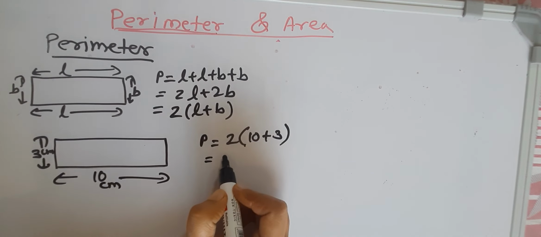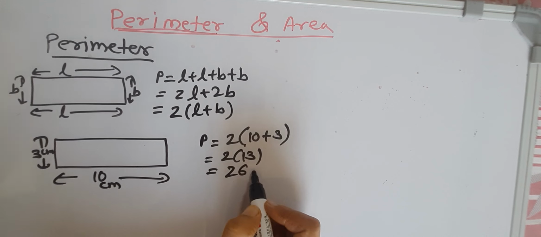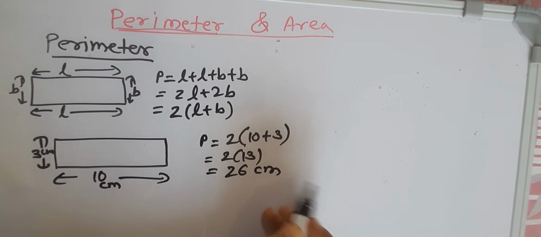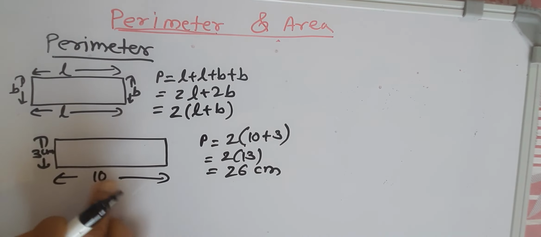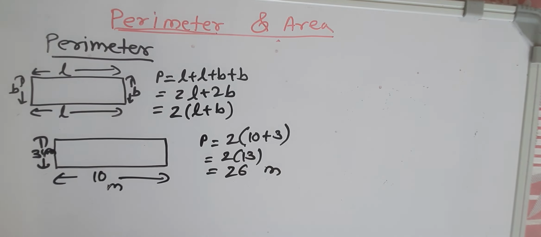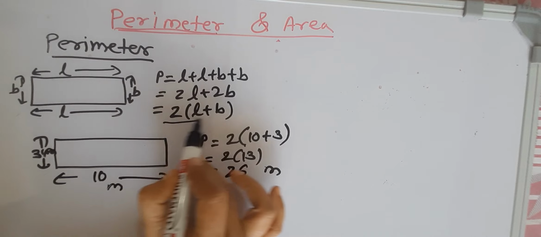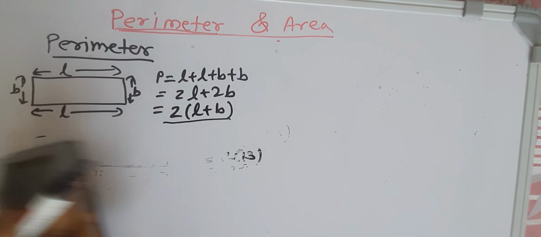Okay, so we can say 2 times 13, and that is 26. Now we have to write the unit here, centimeter. These are given in centimeter, so it is centimeter. If it's given in meter, then it will be meter here. Kilometer, depending on whatever is given in the figure. This is how we find out the perimeter of a rectangle. It's very simple. 2 times (length plus breadth) gives the perimeter of a rectangle.